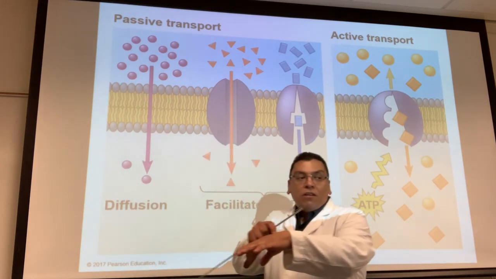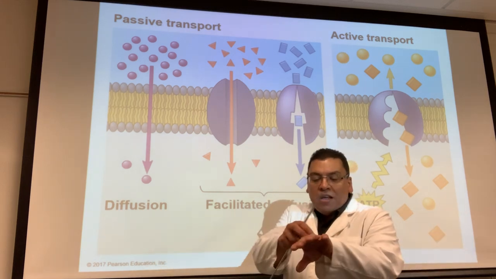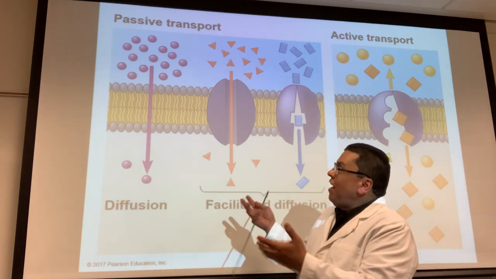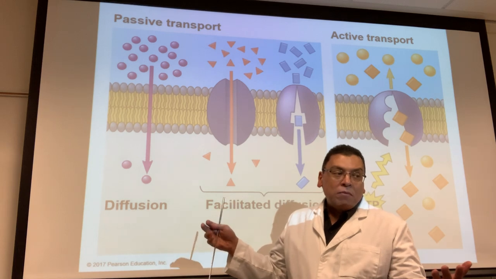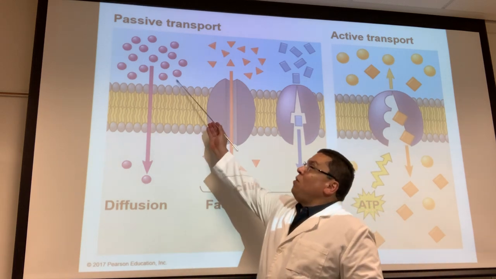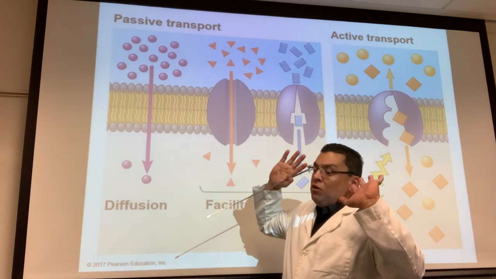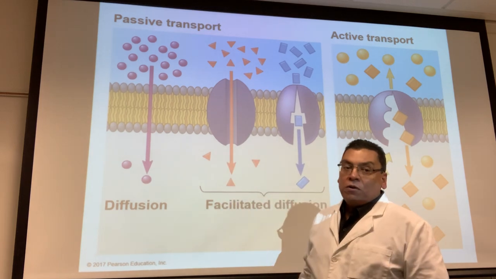That's why you can put a steroid cream on yourself and the itch goes away, because that simply diffuses through your cell membrane. Because it's going high to low and there's no ATP being used, that's one type of passive transport.